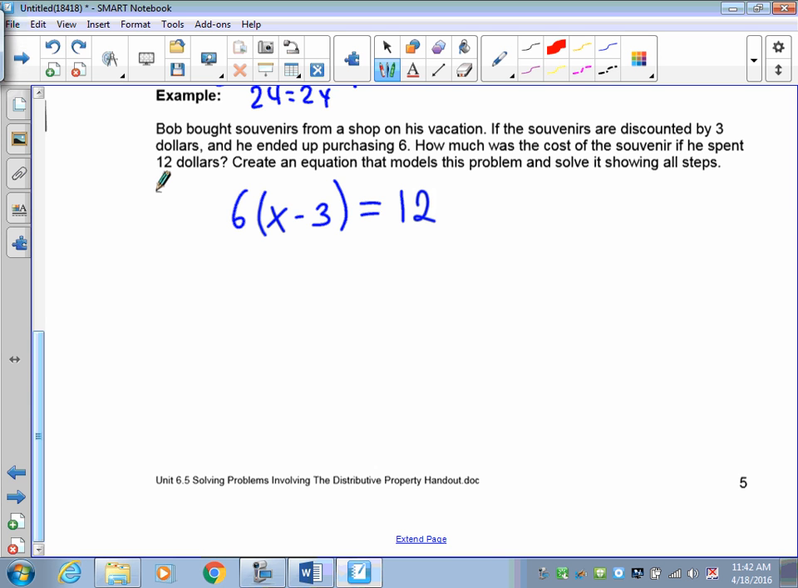All right, here we go. So 6x, plus 6 onto negative 3, is equal to 12. That gives me 6x minus 18 is equal to 12.